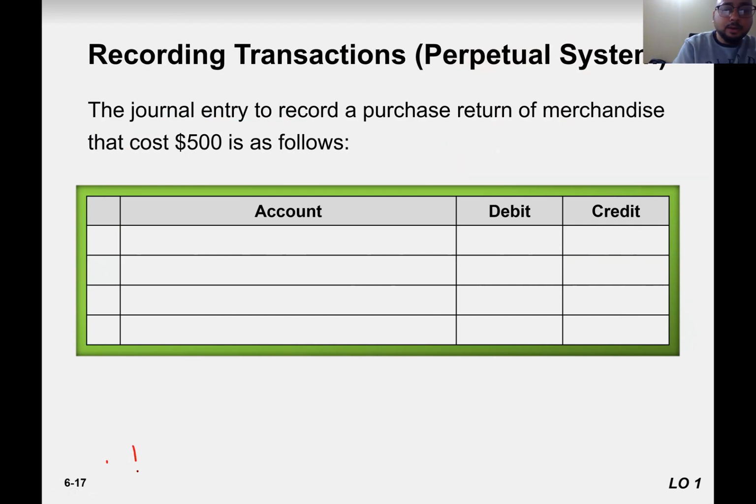So that is your inventory. So will it increase the inventory or decrease inventory? The inventory increase and cash decrease.